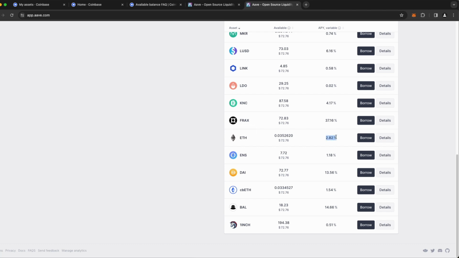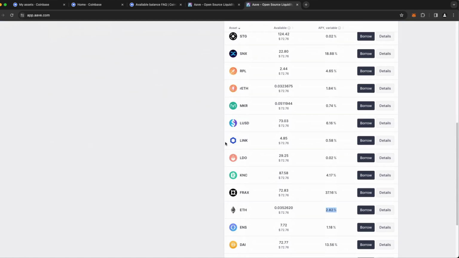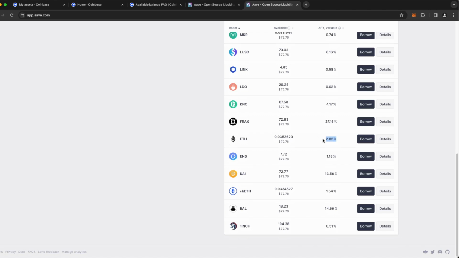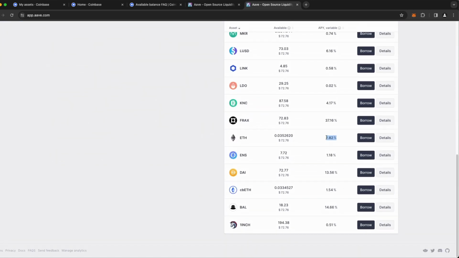Now we do have to pay 2.82% on it, but we're earning 11%. So that's a pretty good spread in our favor, where we're still earning money overall, because we're earning more yield than we'd have to pay if we borrow it.